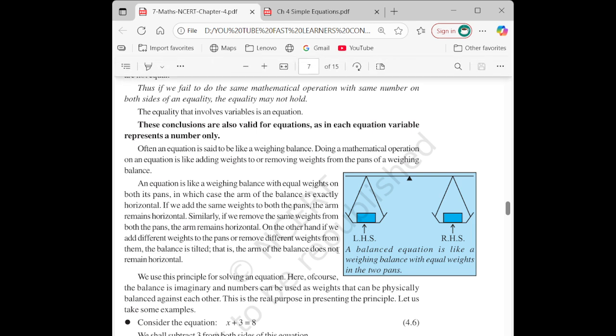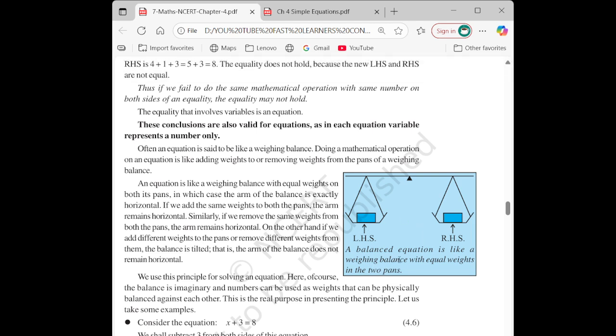So basically it is all about equality. An equation has to be a balanced equation. Okay. See, they have shown you a balance here so that you can understand the equation has to be balanced, and that's the reason we write the equal to sign in between. If we fail to do the same mathematical operation with the same number on both sides of an equality, the equality may not hold.